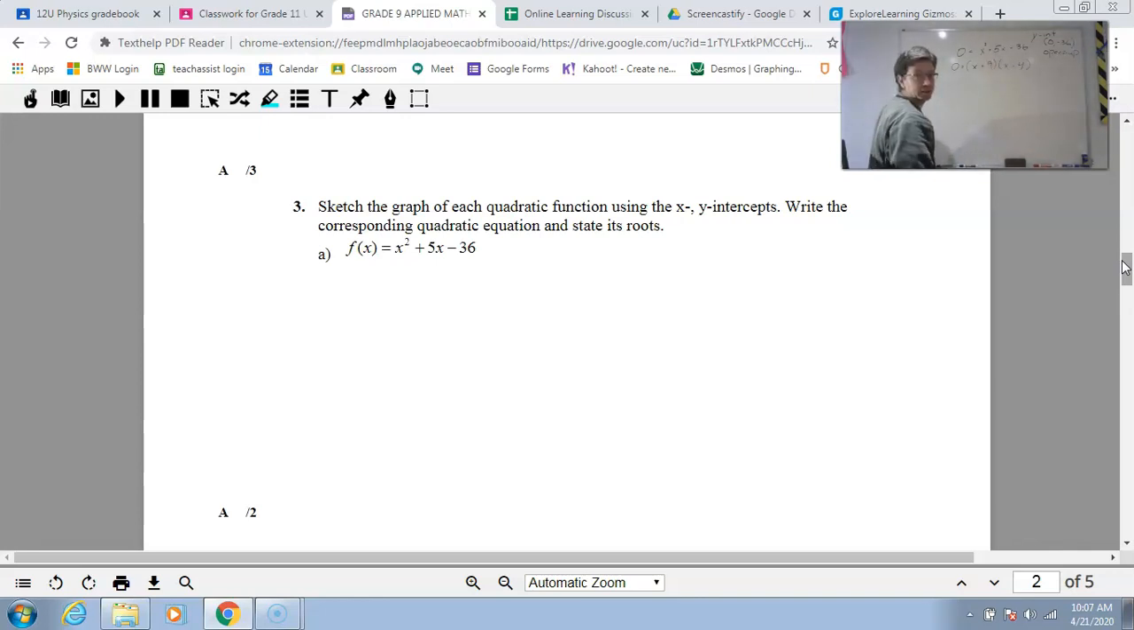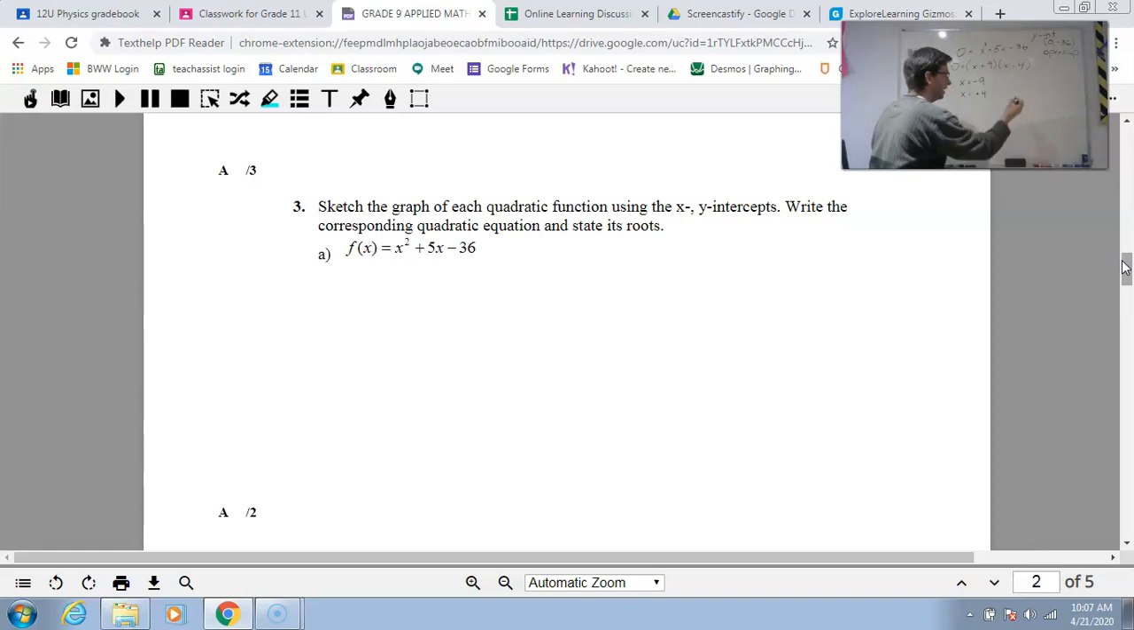So that works. Now for this to equal 0, again, either this bracket can be 0 or this bracket can be 0. That's why we have two roots. For this one to be 0, x would have to be negative 9. For that bracket to be 0, x would have to be positive 4. So those are our two roots.